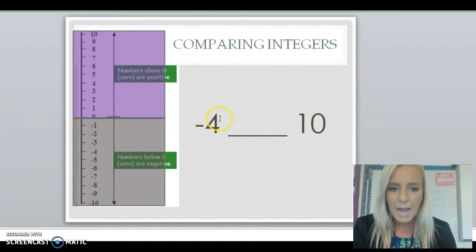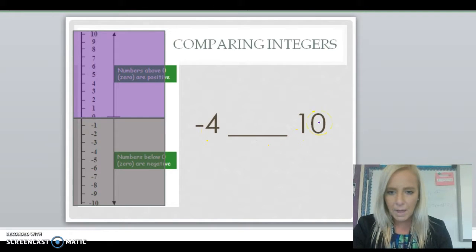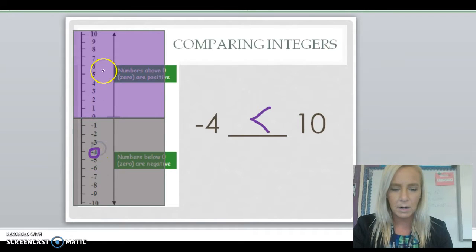Now, when comparing negative numbers and positive numbers, if one of them is negative, the other one is positive, you can automatically assume that the positive number is greater. But for you visual learners, when talking about negative and positive numbers, the further down the number is, the smaller the number is. So in this case, negative 4 is here. 10 is all the way up here. Therefore, 10 is greater than negative 4, or negative 4 is less than 10.